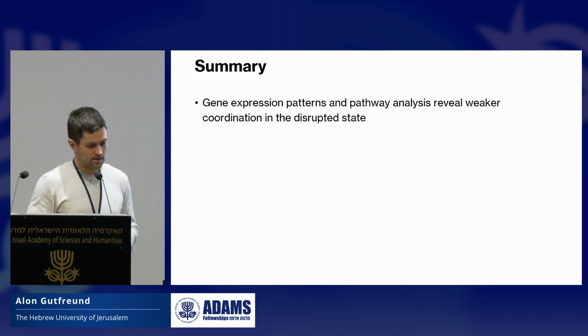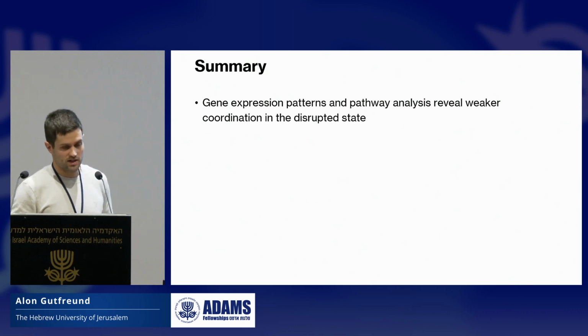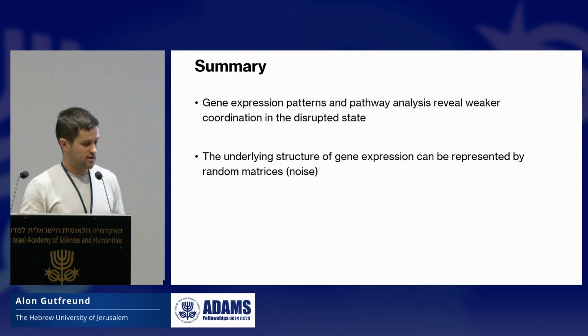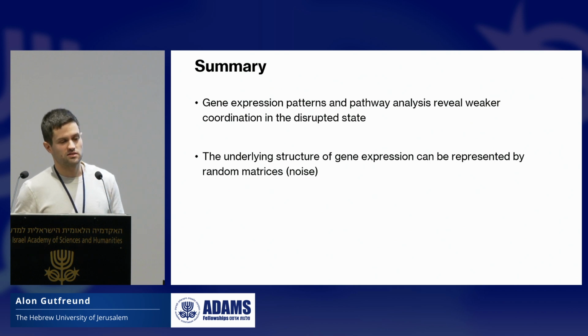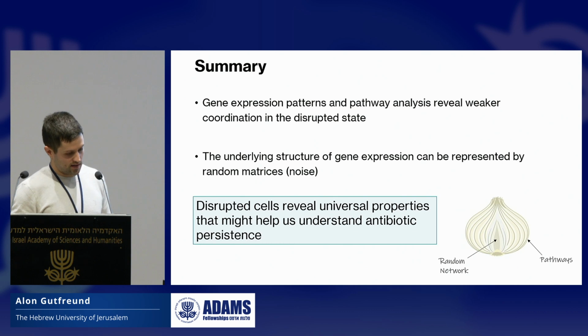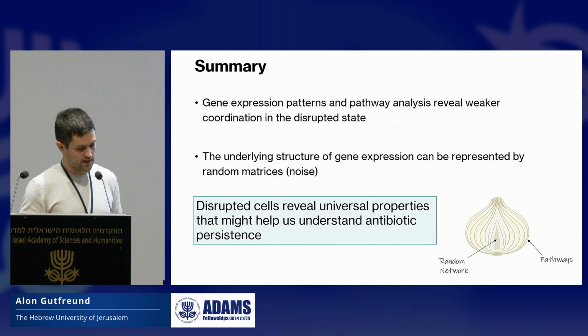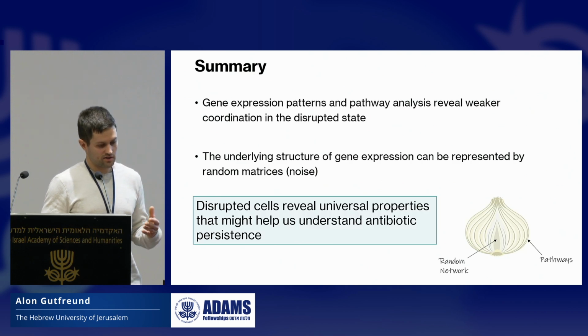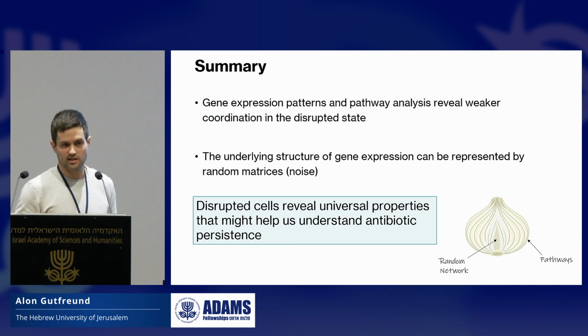So to summarize, what I've shown you is that gene expression pathways and the analysis of pathways reveal these weaker coordinations in the disrupted state. Also, the underlying structure of gene expression can be represented by random matrices, even though in most biological cases this is just screened by the more dominant biological pathways. And finally, we have learned that these disrupted cells, once we remove the biological layers, reveal some very universal properties that can help us understand antibiotic resistance.